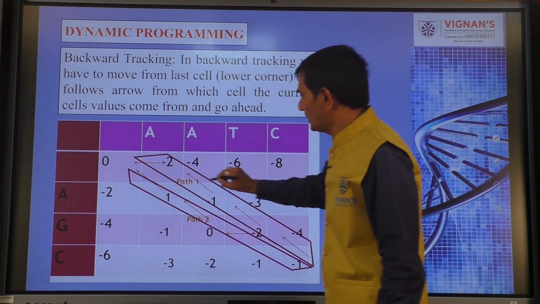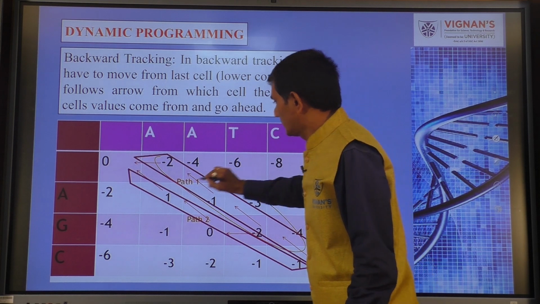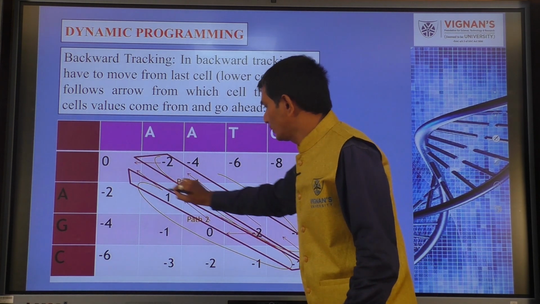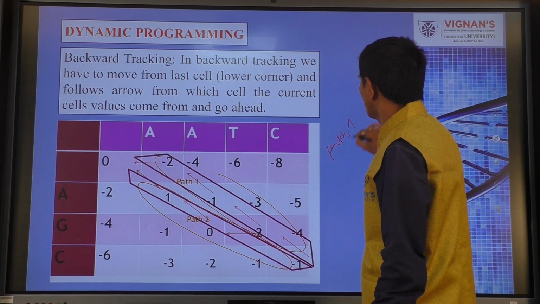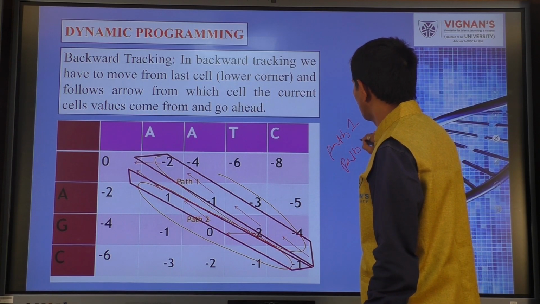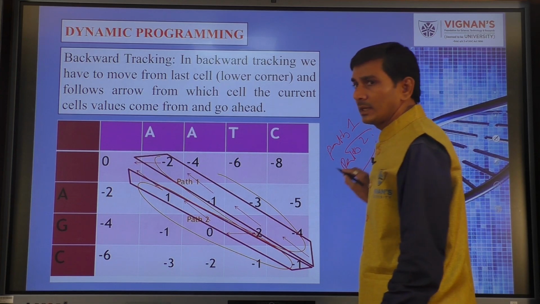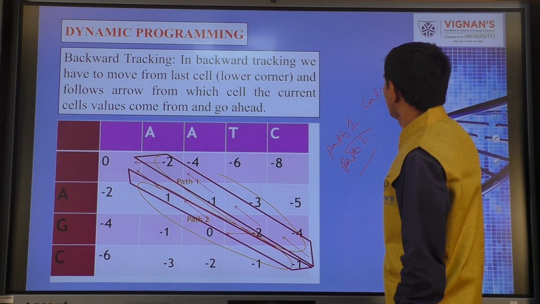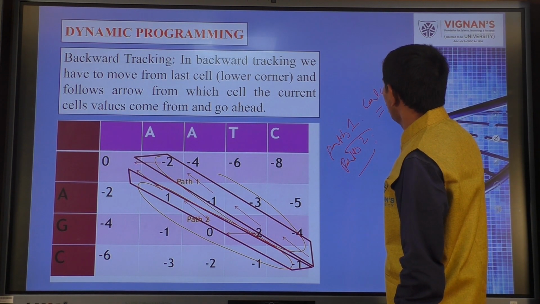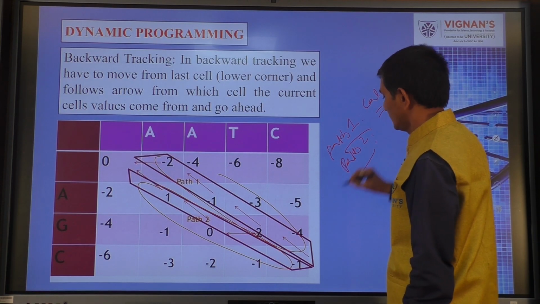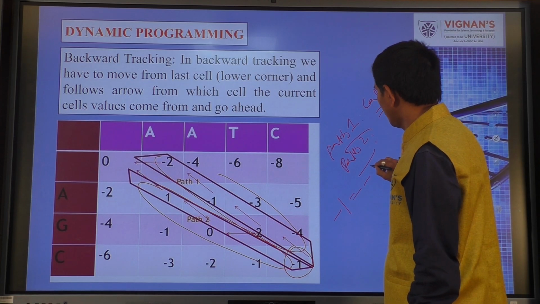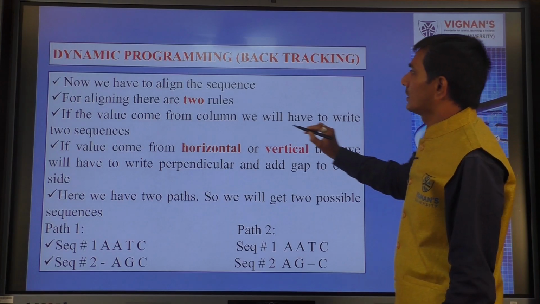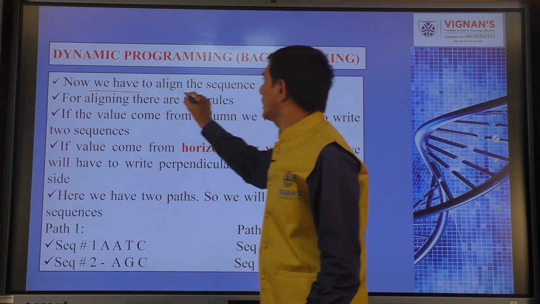So, here we can see two paths, path 1 as well as path 2. Whether it is path 1 or path 2, the calculated value should be equal to the aligned value. So, here the calculated value is -1, which should be equal to the alignment value. Now, we have to align the sequence.